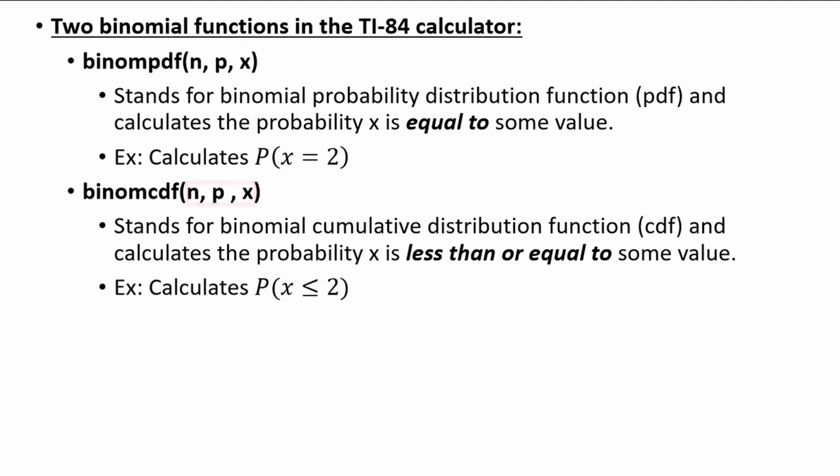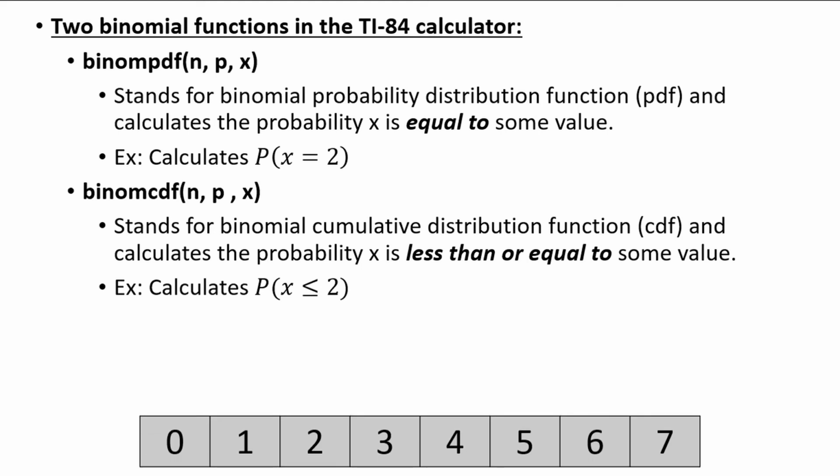The easiest way to see the difference between the 2 functions is to write out all of the possible outcomes for your experiment. In our case, we have the numbers 0 through 7. From a sample of 7 individuals, anywhere from 0 to 7 of them could die of heart disease. The binomial PDF function, the one that we just used, calculates the probability of one specific value for x, such as 0, 1, 2, 3, etc.